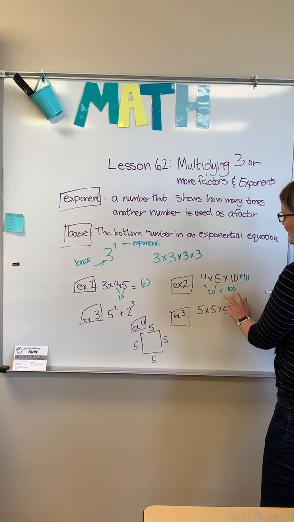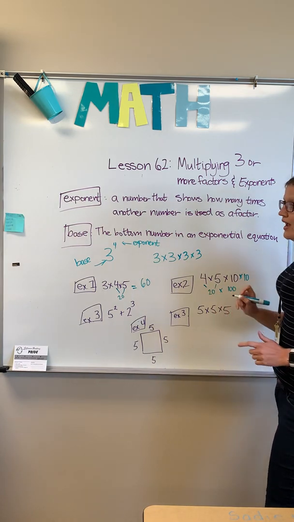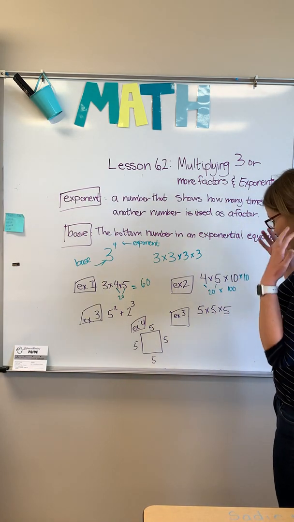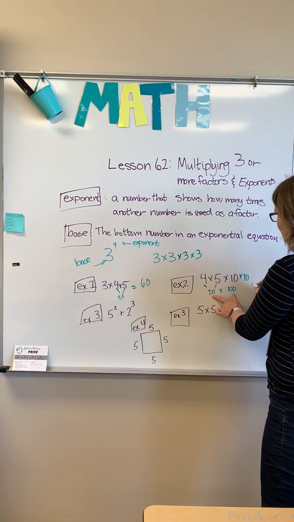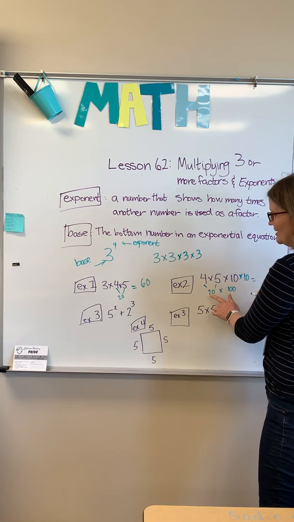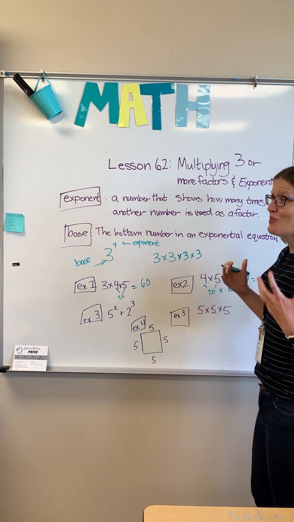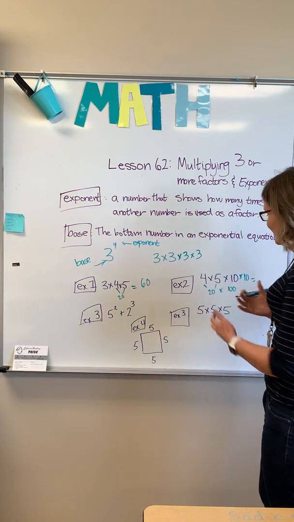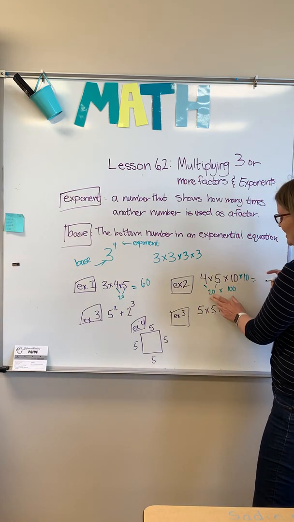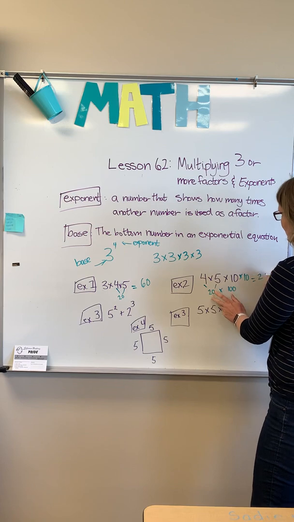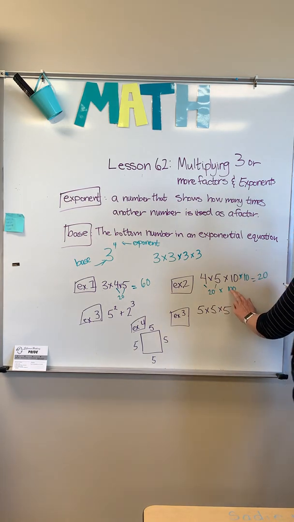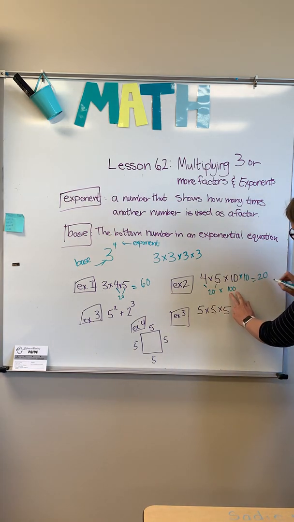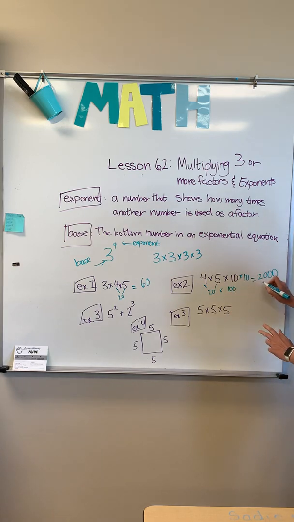So 20 times 100. And I can go through all of the rigmarole of this, but essentially, the nice thing when we're working with zeros and multiples of 10 is I just take my 20 right here and I look at how many zeros I'm multiplying that by, and I add 2 more zeros. So our answer for this is 2,000.